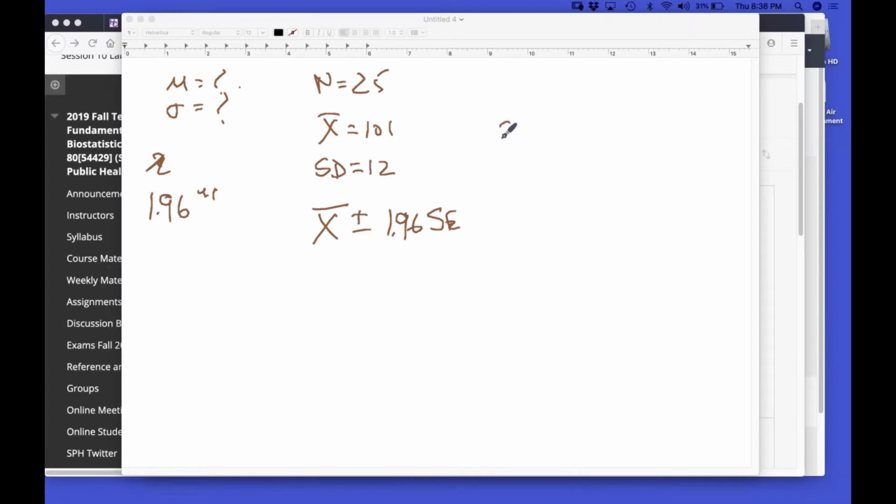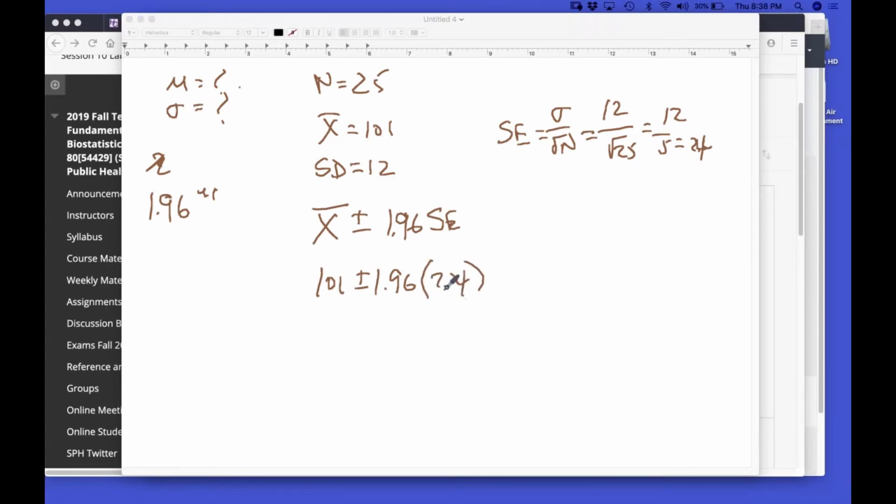So in this case, my standard error is equal to sigma over the square root of n, but I don't know sigma. So I am forced to use the sample standard deviation, which now introduces an extra level of uncertainty. But I can use it. 12 over the square root of 25 is equal to 12 over 5, which is 2.4, right? So that's my standard error. So my confidence interval is going to be 101 plus or minus 1.96 times my standard error, which is 2.4. I made a mistake here.